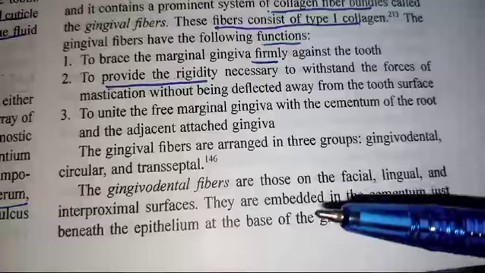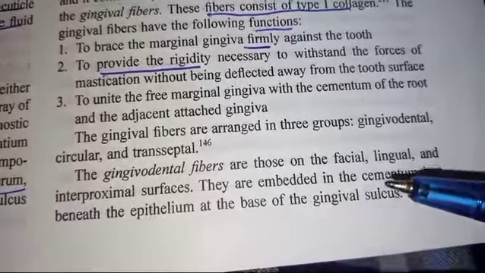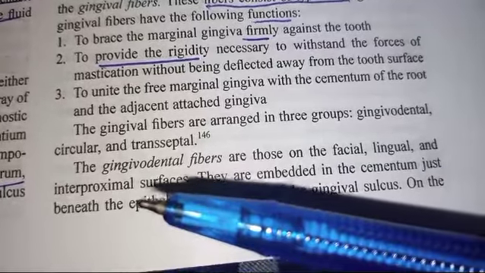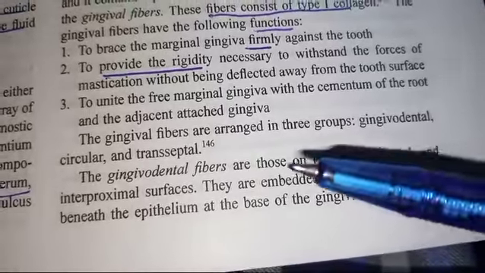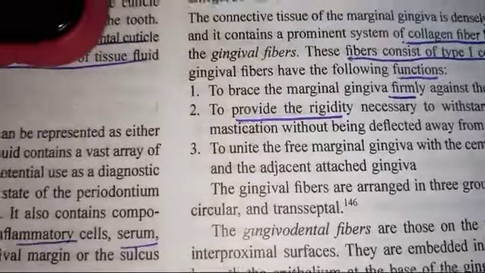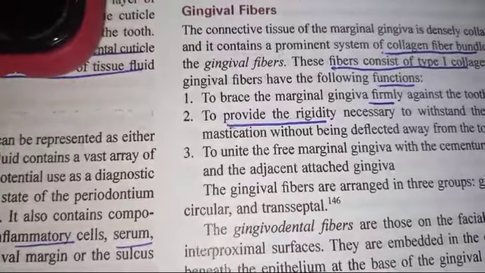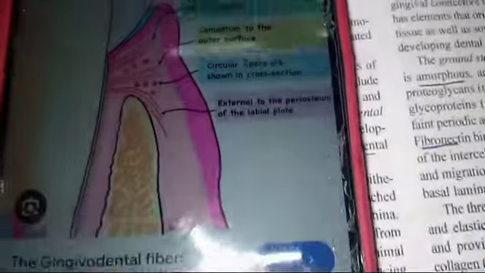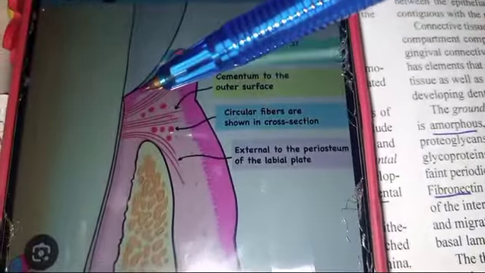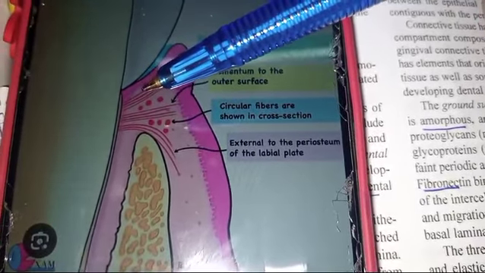Now moving towards the gingivodental fibers, those that are present on the facial, lingual, and interproximal surfaces. They are embedded in the cementum, just below the epithelium at the base of the gingival sulcus. You have seen how these fibers are present. So they are present below the epithelium at the base of the gingival sulcus.